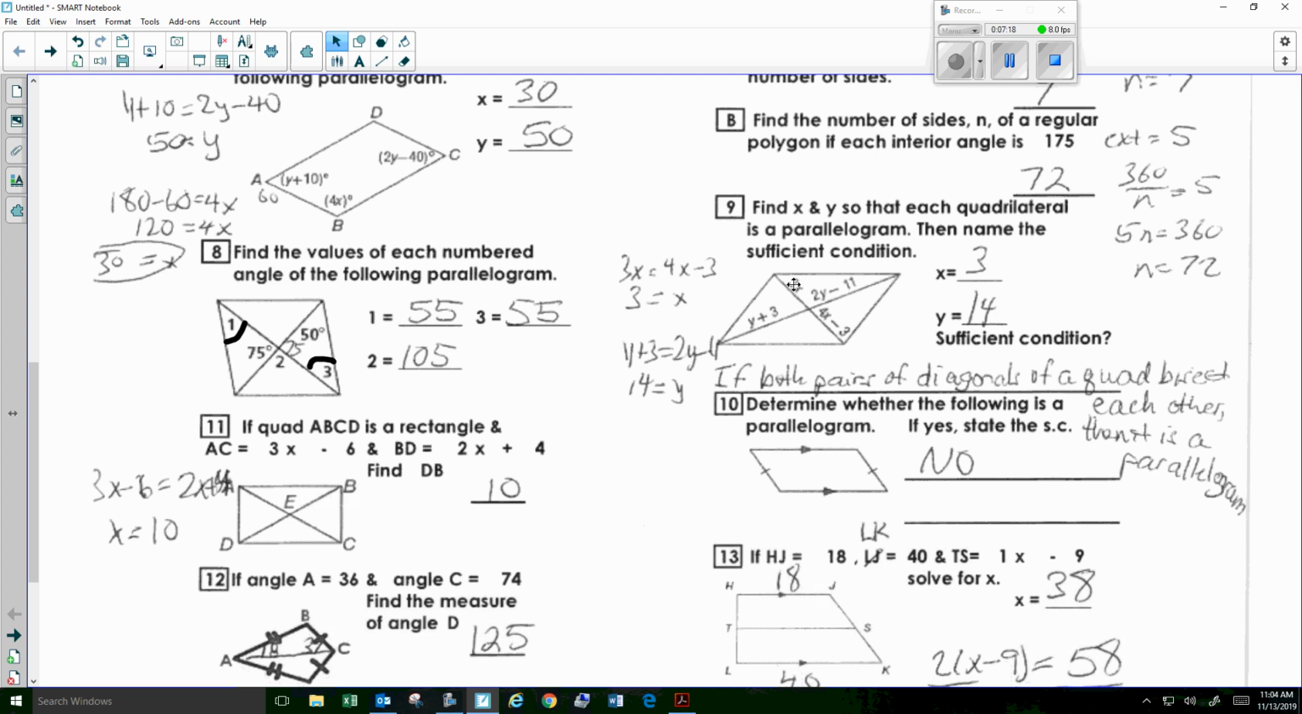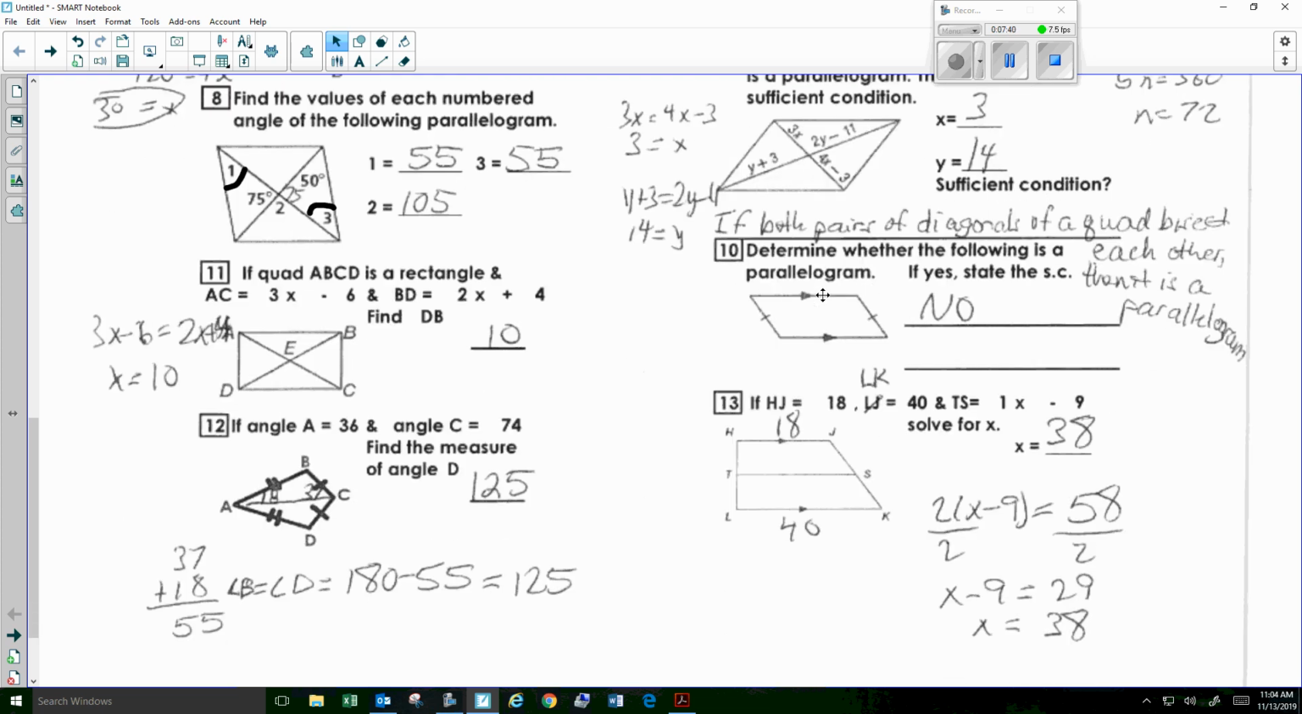All right, so these diagonals must bisect here, so that must equal that. Set them equal to each other. X has to be 3. This must equal this as well, so set them equal to each other and solve it. Y must be 14. So that will make the diagonals bisect each other, which then will make it a parallelogram.